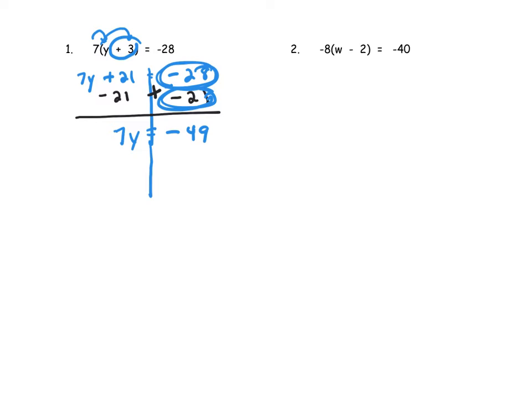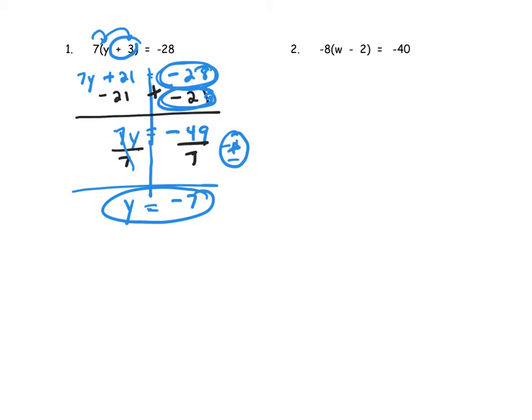So now I'm going to continue solving. I'm going to divide by 7 on both sides. Again, this cancels out, leaving y, and if your little faces help you or your calculator, I'm taking a negative divided by a positive. I'm going to get a negative answer, so it's negative 7.